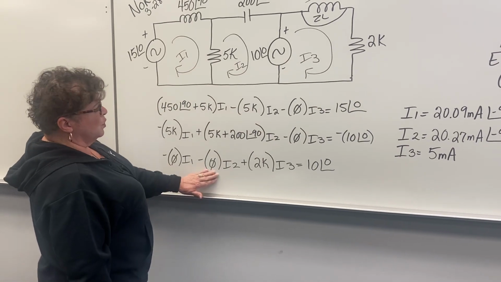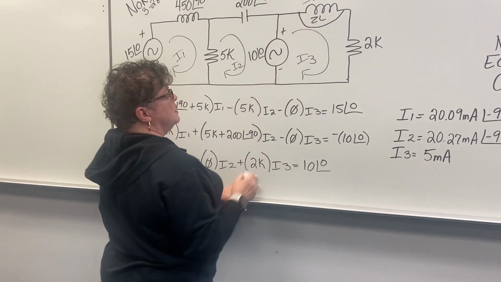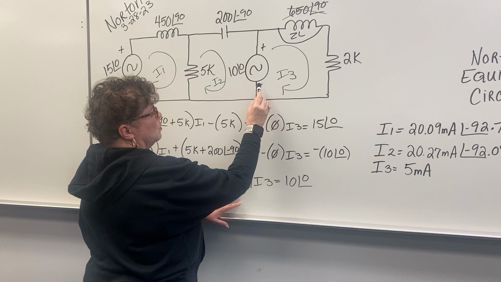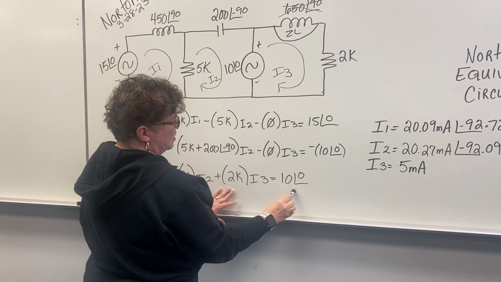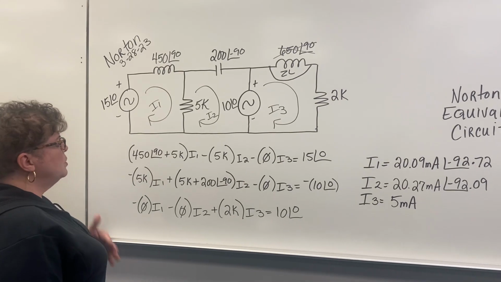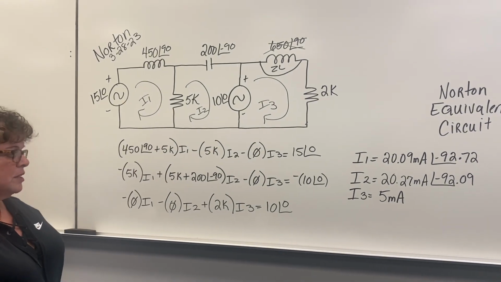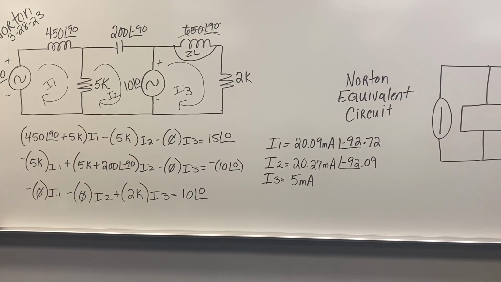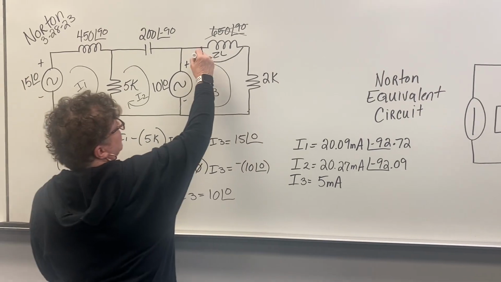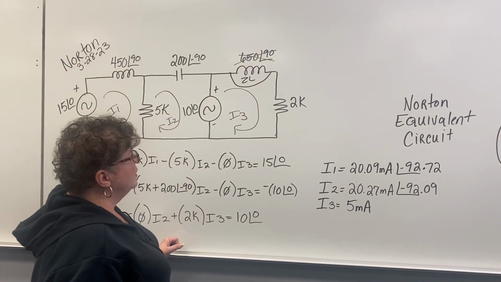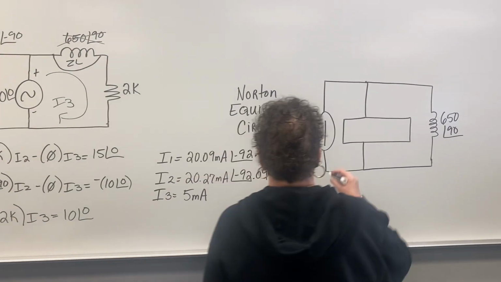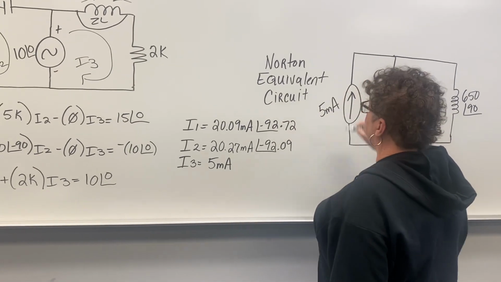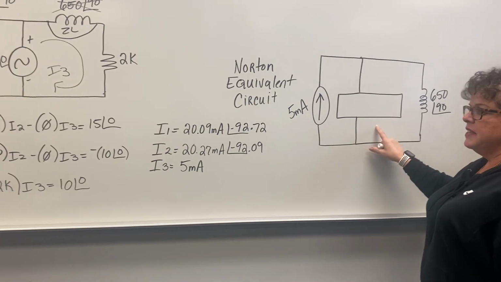It's not touching I1 or I2, and because the 650 is shorted, the only thing in I3 is that 2K. We're entering in the negative, so on this one, it's a positive 10. Once you put these into simultaneous equations, you'll get your I1, I2, and I3. I don't really care about I1 and I2. I3 is the current that's going through this short. So that is our I Norton. And it's positive, so the arrow is going up, and your I Norton is going to be 5 milliamps, okay? Then we have to get Z Norton.